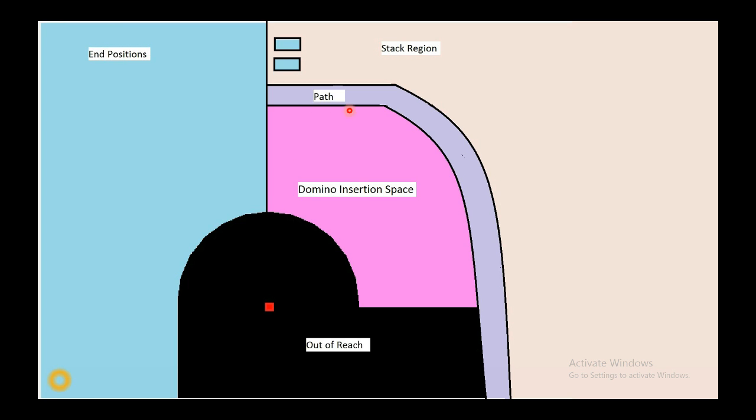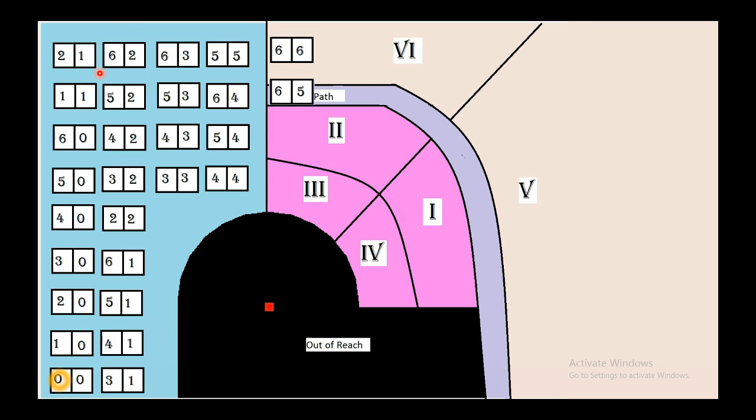At the beginning, dominoes are placed on the domino insertion space in a random order. The domino's end position is located at the left of the plane, and, as its name suggests, it is the place where dominoes will be positioned once sorted.